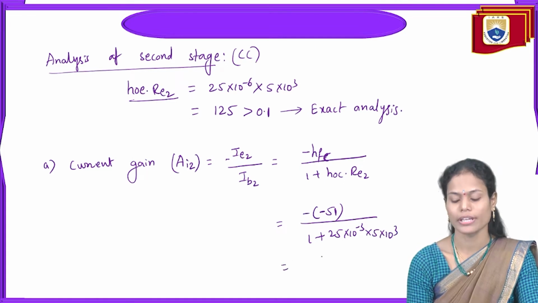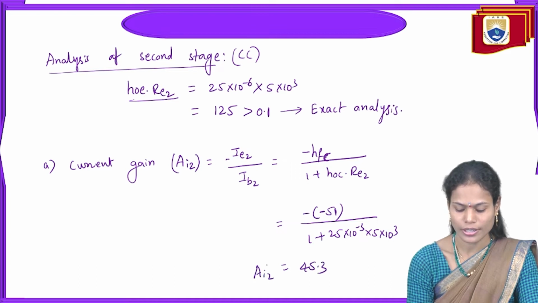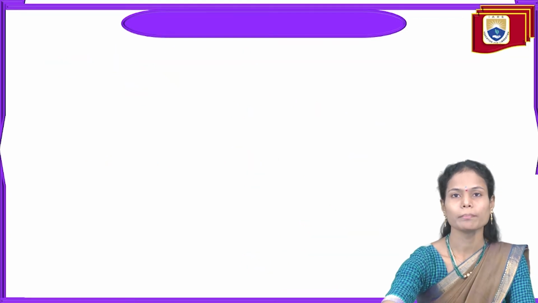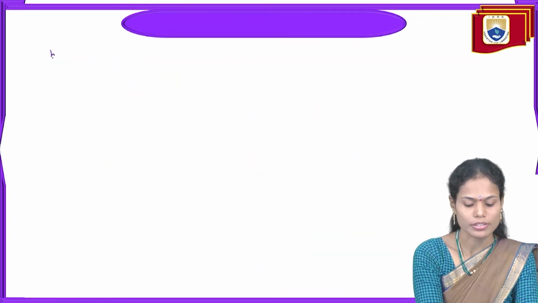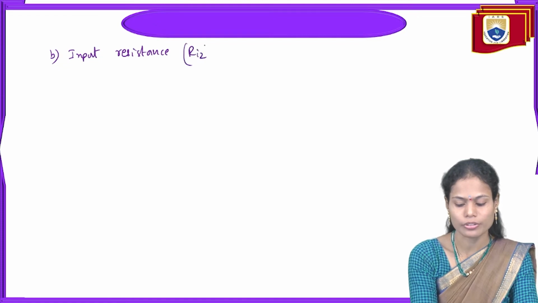So if we simplify it, we will get it as 45.3 here. This is the current gain of the second stage. And next, the second parameter, the input resistance of the second stage, that is RI2.